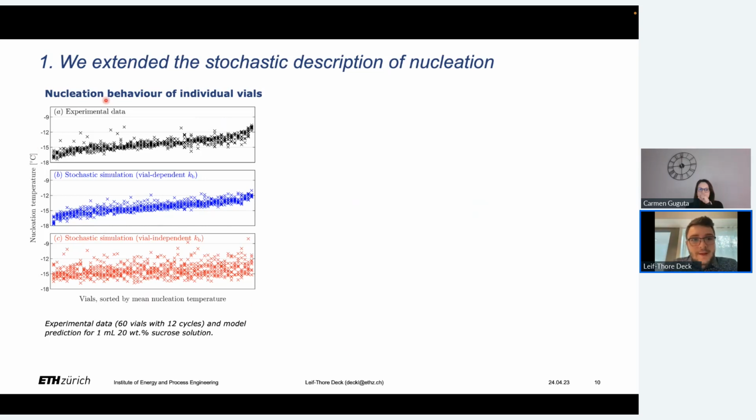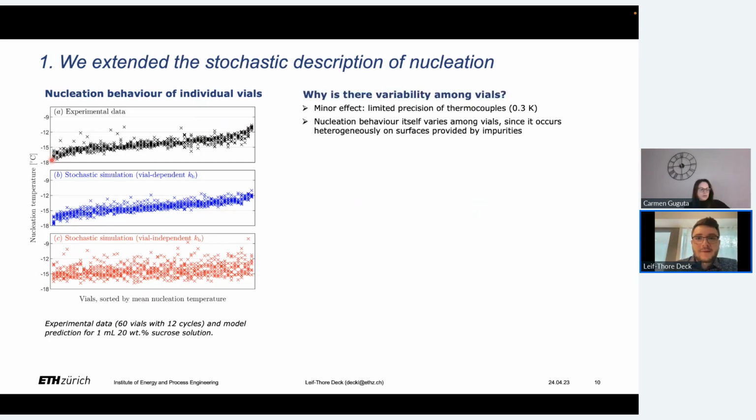And for this, I have here now a set of experimental data and two different sets of simulations. Let's now firstly just look at the black experimental curve. What this is really is the raw nucleation temperatures for 60 vials. So we did 4 experiments with 15 vials each, and we arranged these vials in the order of mean nucleation temperature. And what we see here is that some vials actually nucleate very high. For example, the highest one always nucleates above -12 degrees, and some vials nucleate very low. A couple of them always nucleate below -15 degrees. And the question is, why is this the case?